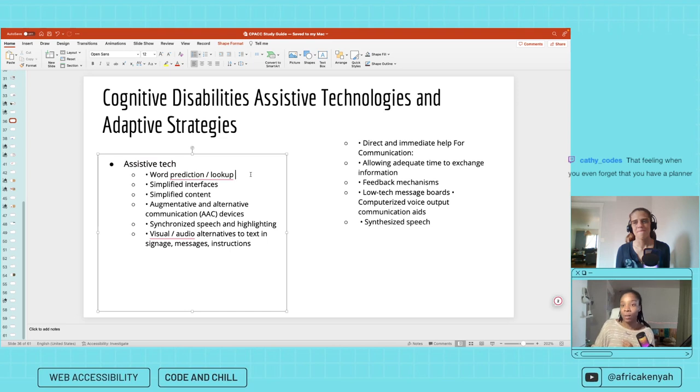All right, assistive technology. Word prediction lookup. Word prediction is one that I know has changed people's lives. Thank God for it. Especially if you have trouble reading or generating sentences, things like that. Simplified interfaces. I feel like Apple does a really good job of that, and that's why they're so popular.